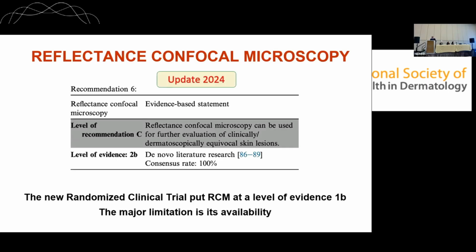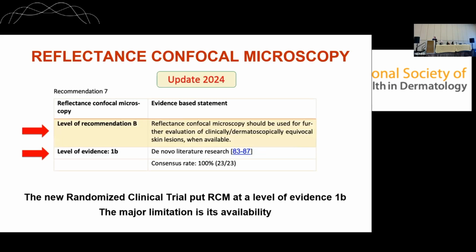So in updated guidelines, the level of recommendation of confocal microscopy moved from 2B to 1B, and the recommendation level is B today, not anymore C. So we have a change in these new guidelines, and this is linked to the new literature and the level of recommendation. Why B? It's the same evidence as dermoscopy. Why B and not A? Because confocal microscopy costs a lot of money and it's not available everywhere.